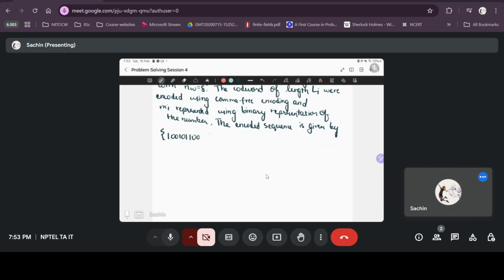100101100, 1111111, 0101, 101011, 001111, 01001.